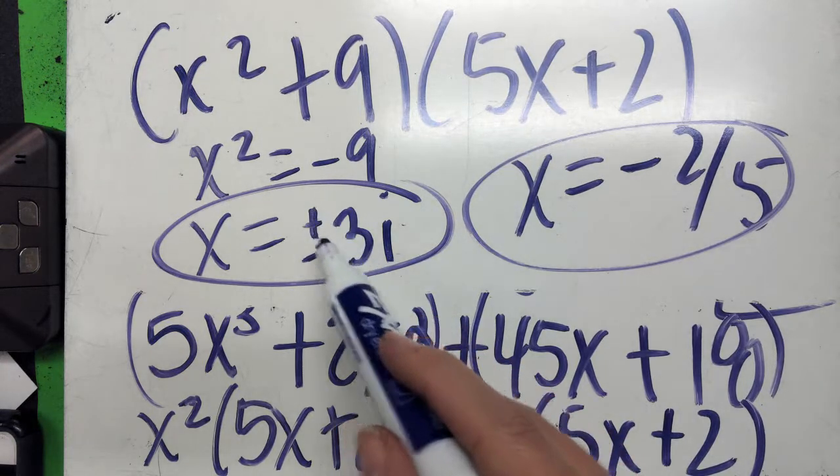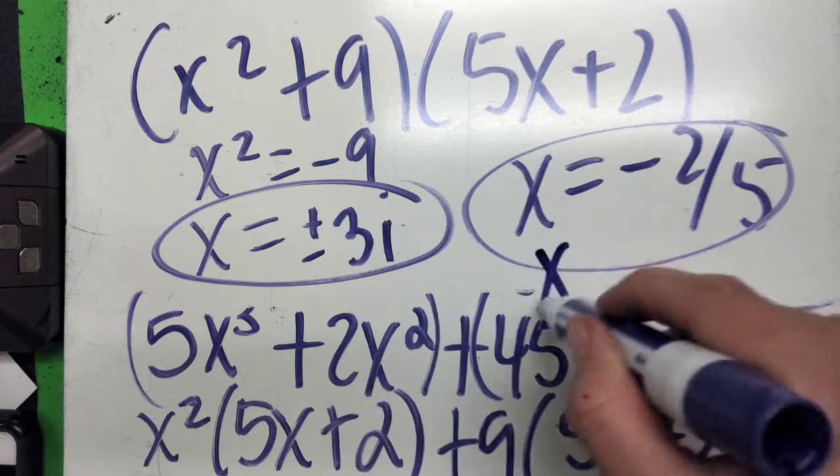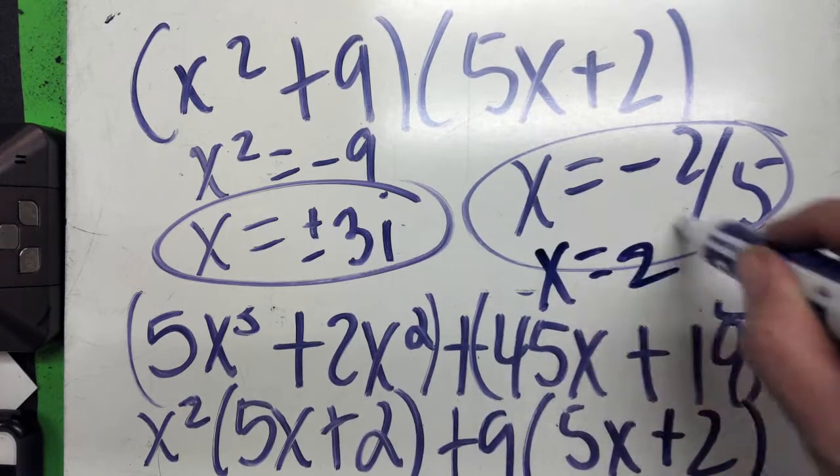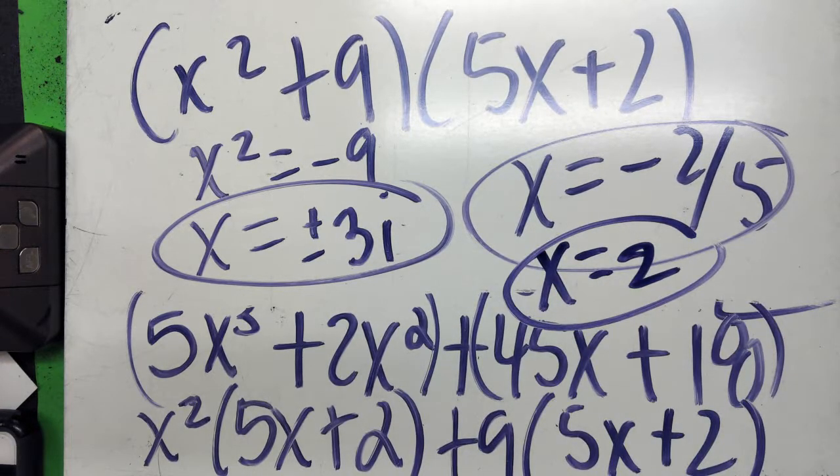So that's 1, 2, 3. Our other 0 was 2. That's 4. We're done. So that one wasn't too terrible. Any questions about that? Okay.